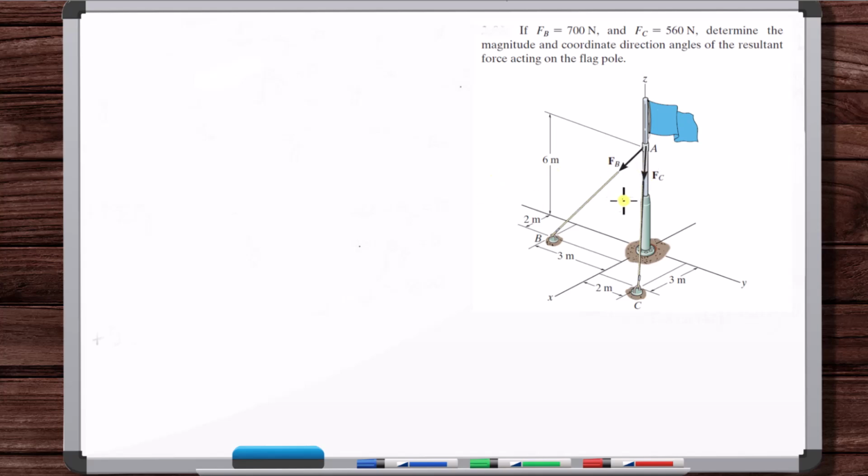Okay, let's start with FB. What we want to do is find a unit vector in the direction along this cable. We can do that by finding the position vector from A to B, and then dividing by the magnitude of that vector, and we'll get the unit vector in the direction of FB. Then multiply the magnitude of FB times that unit vector, and we've got the vector FB. So let's do that.